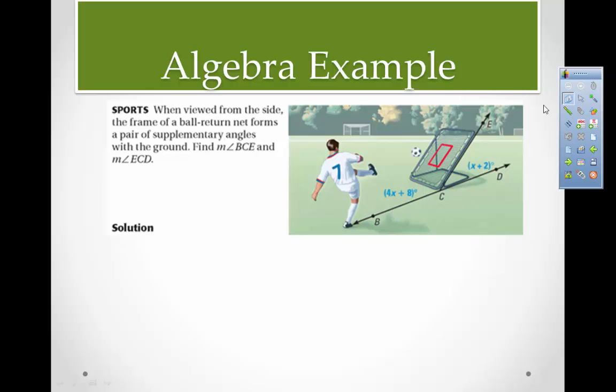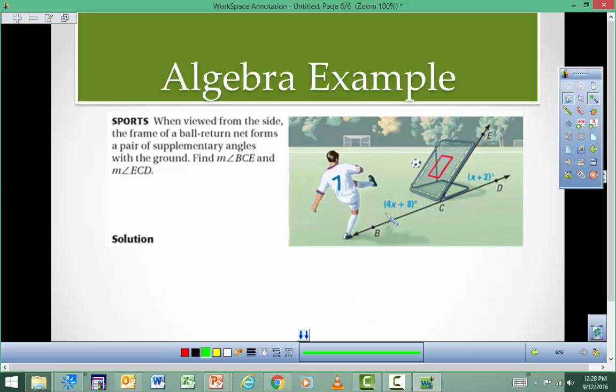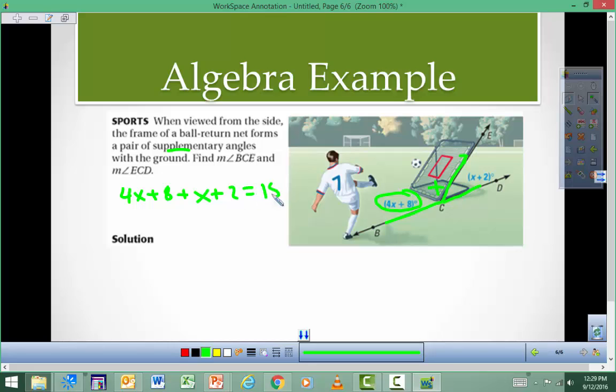What we're told is that you have one big angle right here, and they are adjacent, and then you have this smaller one over here. We're told that they form supplementary angles. Well, that means they have to add up to 180. So that gives you an equation. 4x plus 8, there's my first angle right there. So we add that to this one over here, x plus 2. They have to equal 180.